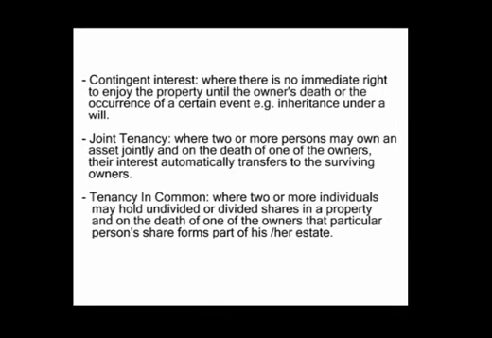Contingent interest would be, for example, where there is no immediate interest, but it may arise in the event of the death of the owner or on the occurrence of a particular event. Joint tenancy is where two or more people own a property jointly, and if one of them dies, then the other partner becomes entitled to the full property. Whereas in the event of a tenancy in common, if one of the partners dies, then that partner's interest passes according to his or her will or any other document he has left behind.